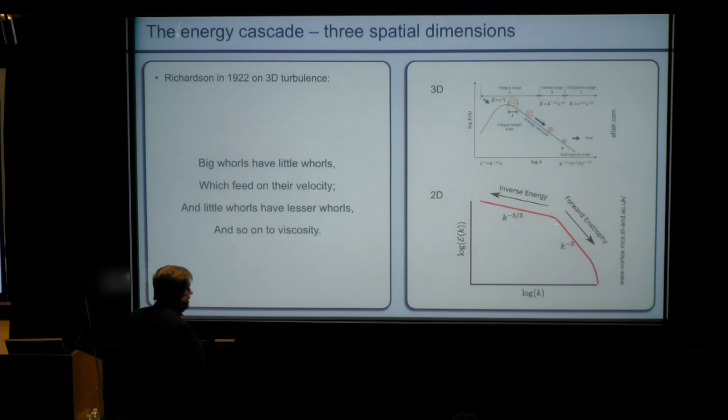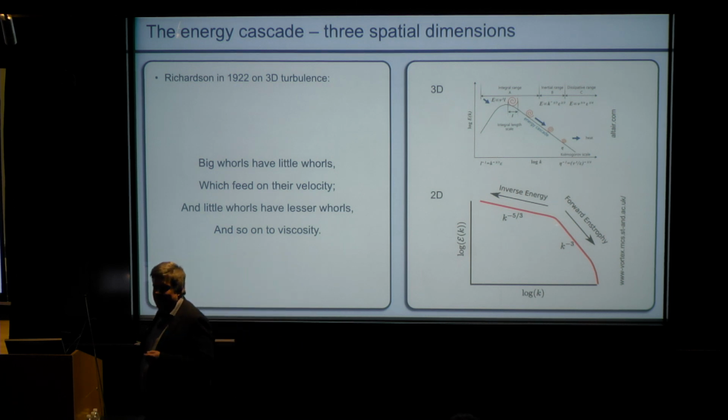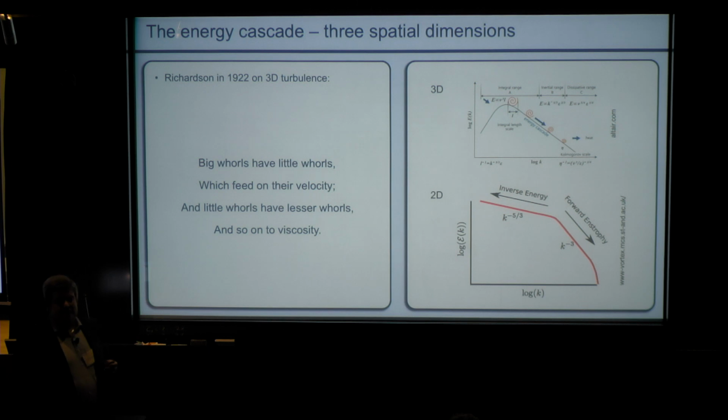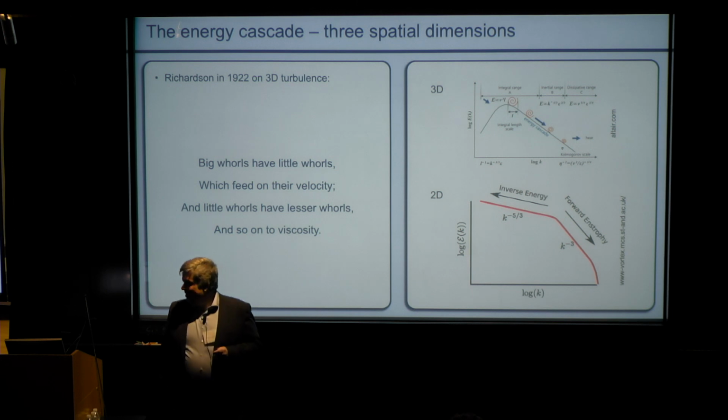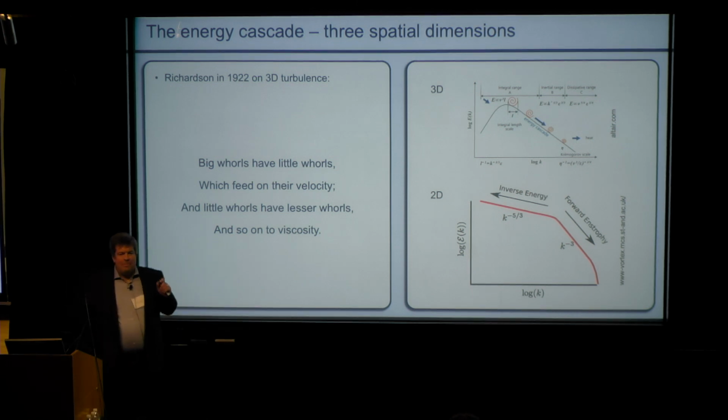Of course, I said this in a very blunt way, but Richardson in 1922 was still a bit more of a poet than I am. What he said, and what defined this whole field, was: big whirls have little whirls, which feed on their velocity, and little whirls have lesser whirls, and so on to viscosity. So this is a nice poem that you can make on these types of problems. That's what happens in 3D.